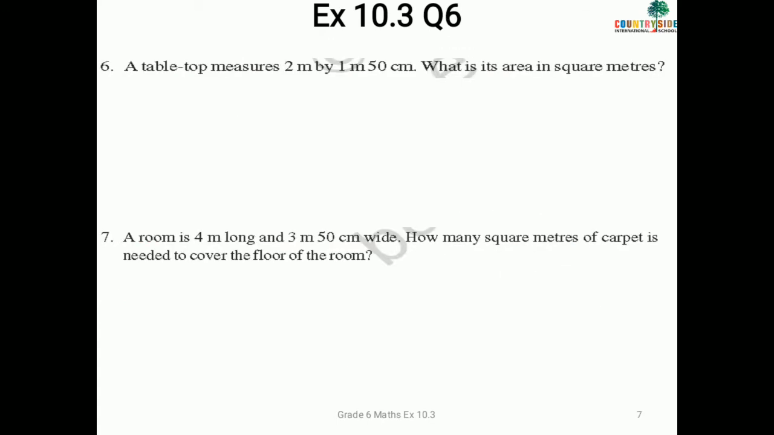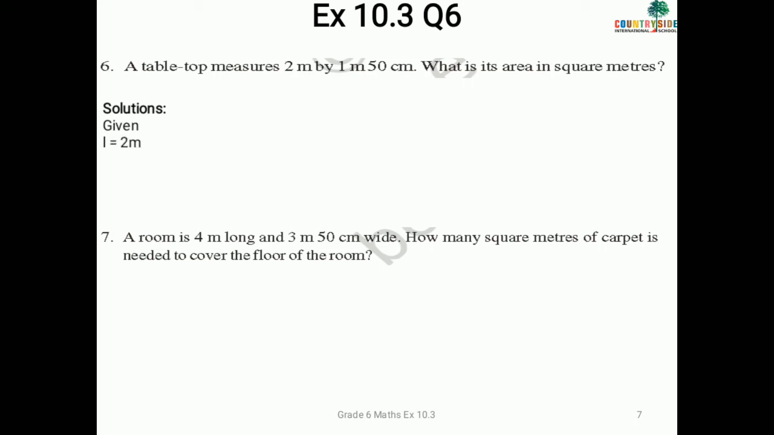So now scholars, let's see question number 6. So read question number 6 very properly. A tabletop measures 2 meter by 150 centimeter. What is its area in square meter? Okay, so here the length is given to you and the breadth is given to you, and we just have to find the area.